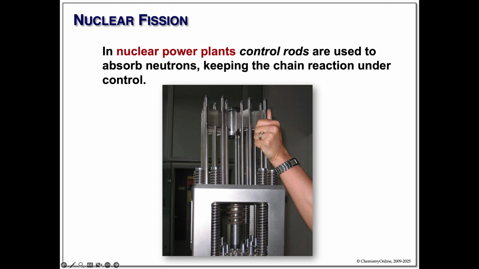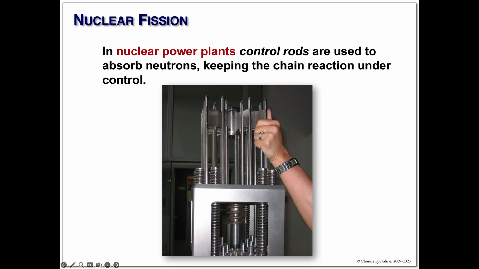Nuclear power plants. You use control rods, so you have your radioactive stuff down in here. You have enough to form a critical mass. You lower control rods, they absorb the neutrons. Stops the reaction, everything cools down. Pull the control rods up, you hit critical mass again, you get a chain reaction. Really simple. That's for a nuclear power plant.